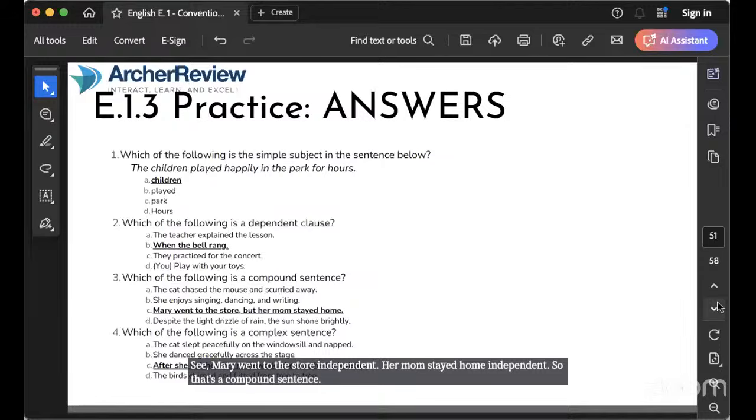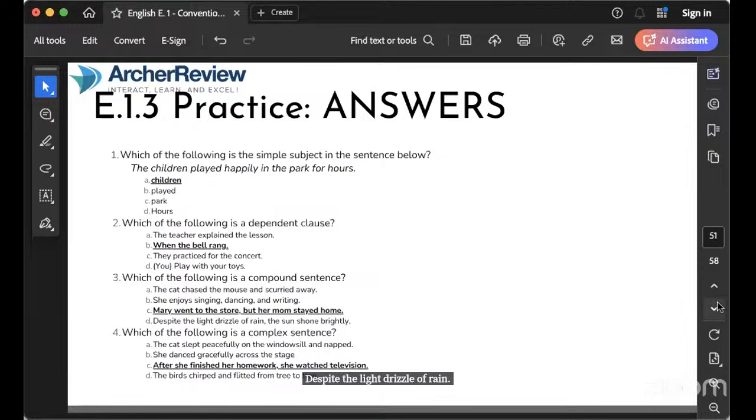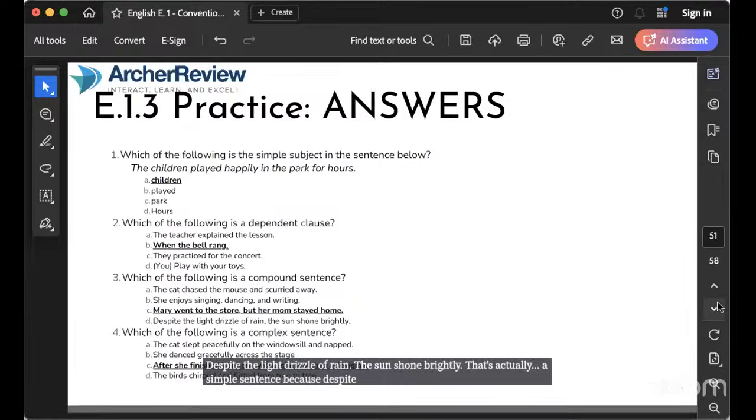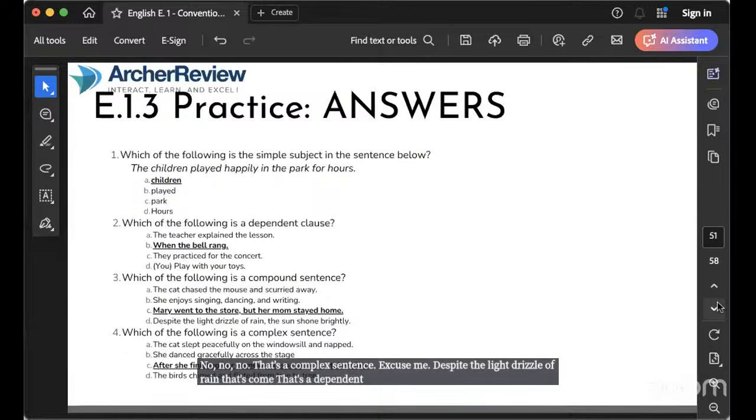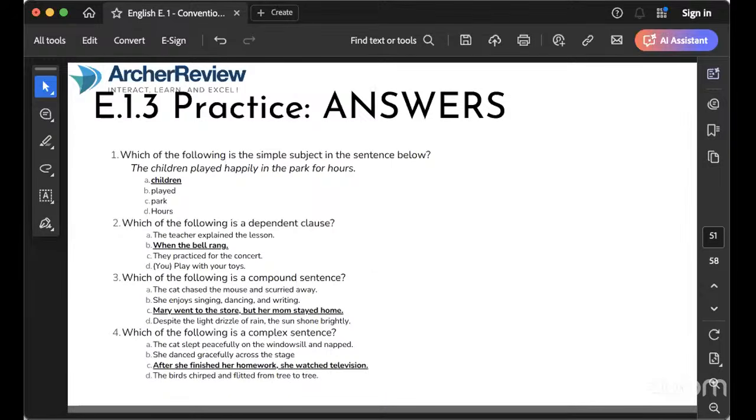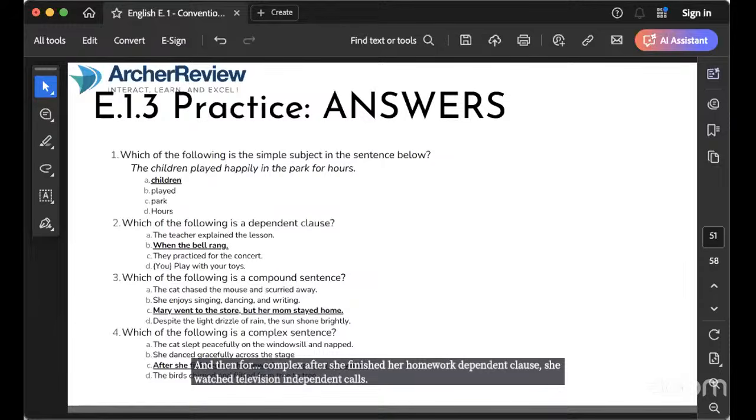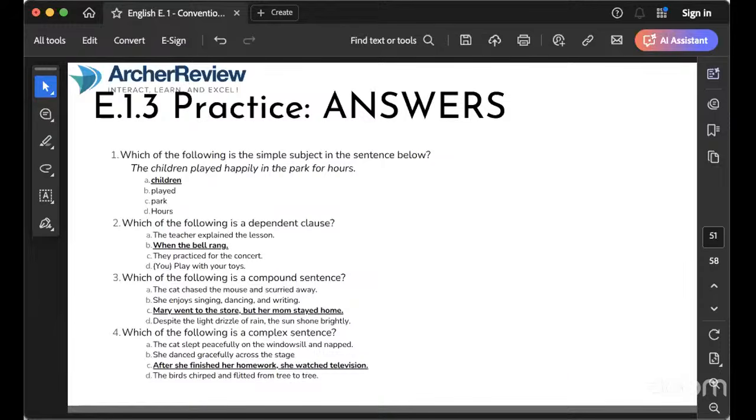D, despite the light drizzle of rain, the sun shone brightly. That's actually a simple sentence because, wait, no, hold on. No, that's a complex sentence, excuse me. Despite the light drizzle of rain, that's a dependent clause. The sun shone brightly, that's an independent clause. So that would be complex. And then for complex, after she finished her homework, dependent clause, she watched television, independent clause. Any questions?